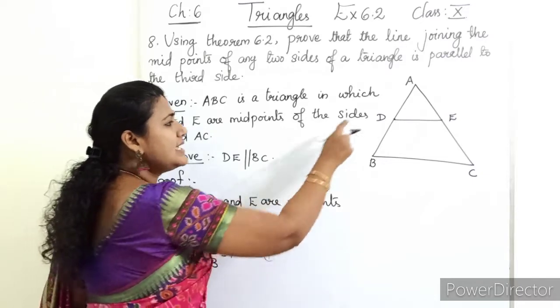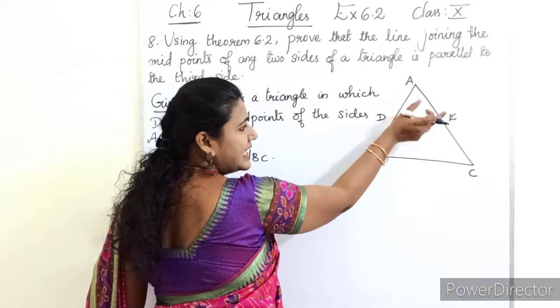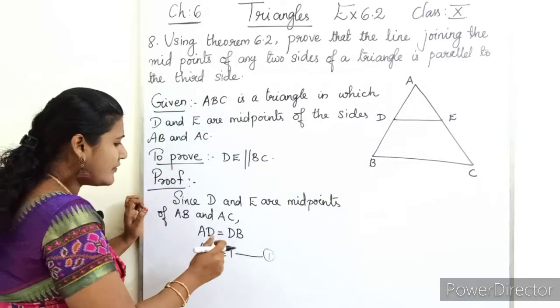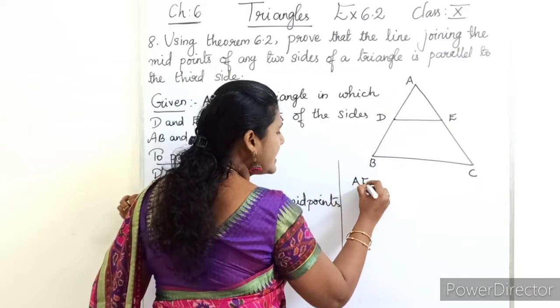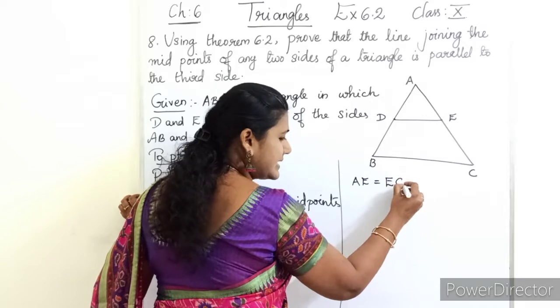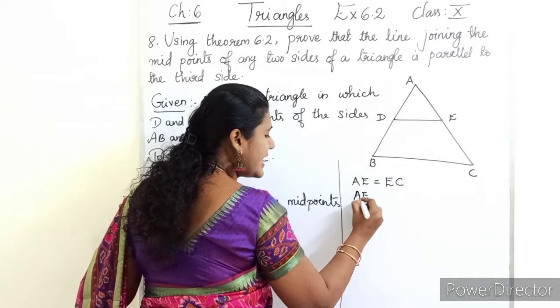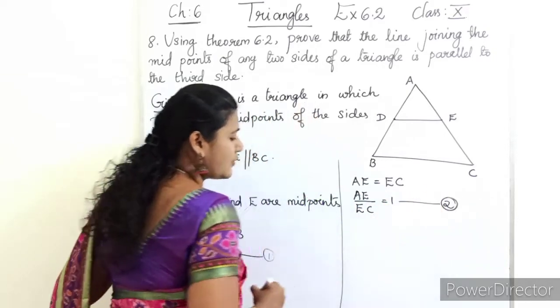Similarly, since E is the midpoint of side AC, same way we can say that the distance AE and EC are equal. So we can write, since E is the midpoint of AC, we can write AE is equal to EC. The same way we can take EC to the left side. So we will get AE by EC is equal to 1. So this is the second equation.